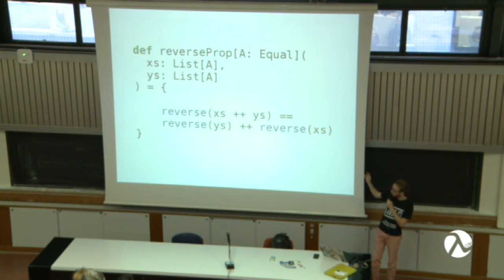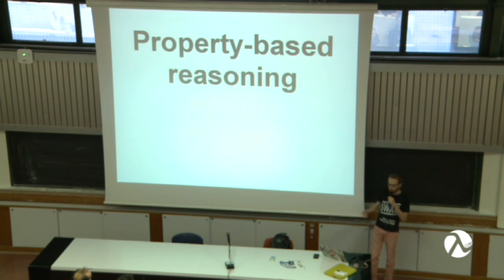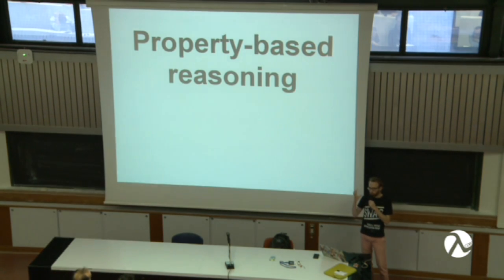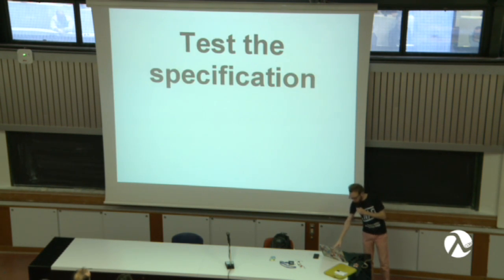With this property, and with the property that a reverse of a singleton list is the same, we get back property-based testing. Okay, it's not expressed in the types, but we keep the property view, not the example view. So this is perfect for edge cases, because if you don't think about edge cases when writing the code, you won't think about it when writing the test. So you can just test the specification and not bother with writing manual test cases.